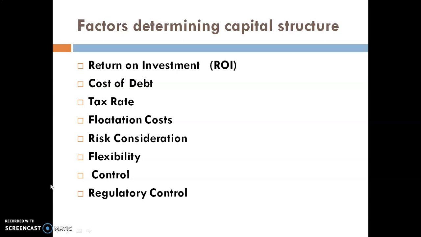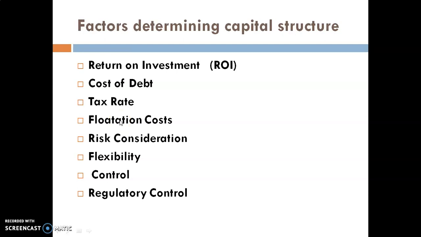Next we have tax rate. Now if the tax rate is higher, then the company should go for debt, and if the tax rate is lower, then the company should go for equity. Why? Because when the tax rate is higher, the interest paid to debt security holders is subtracted from the income before calculating the tax. But when the company is paying dividend, the company has to pay tax on that. So a high tax rate means the company will prefer debt, whereas at a low tax rate, the company will prefer equity in its capital structure. Clear?